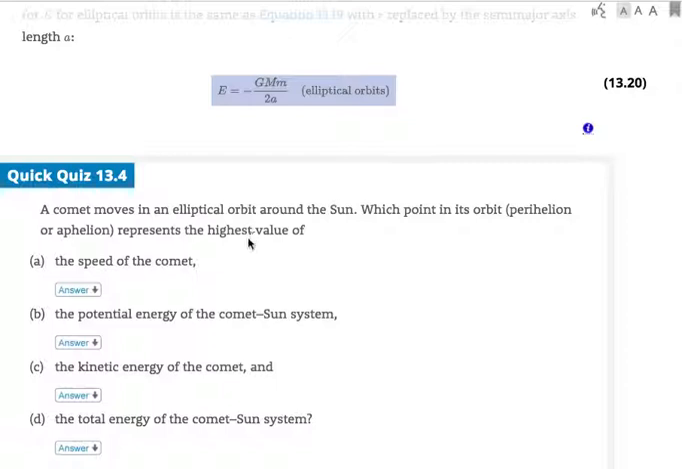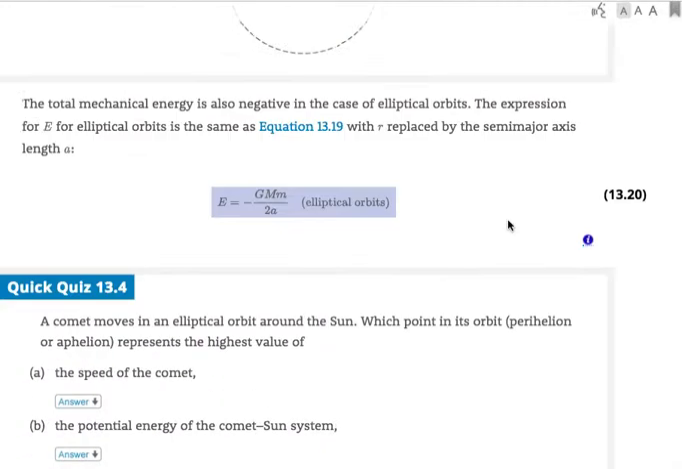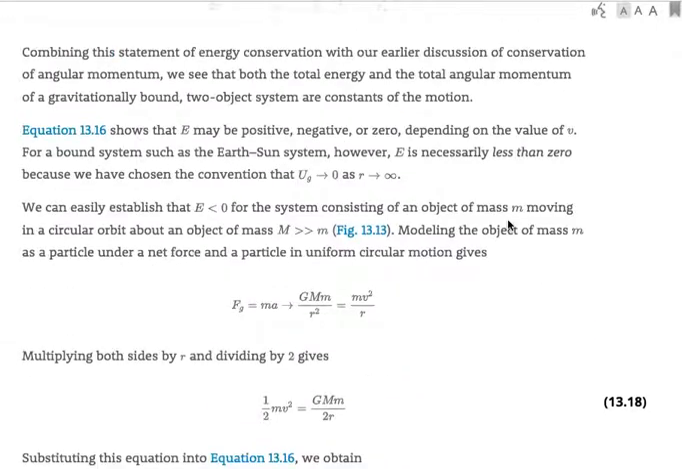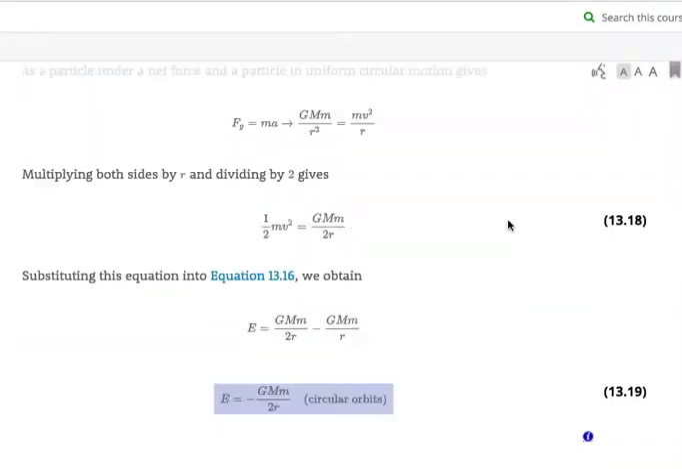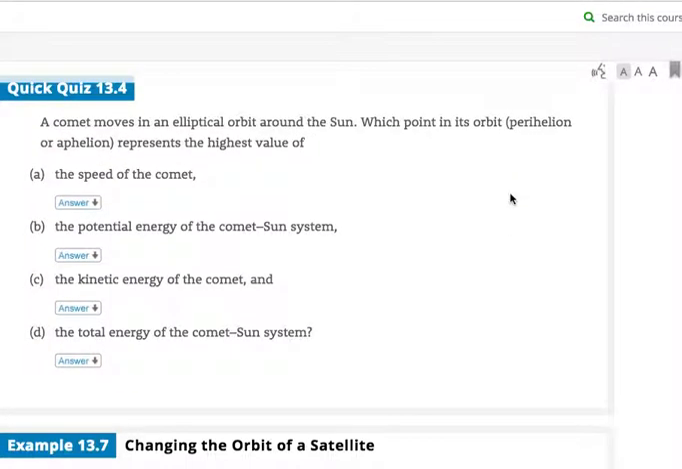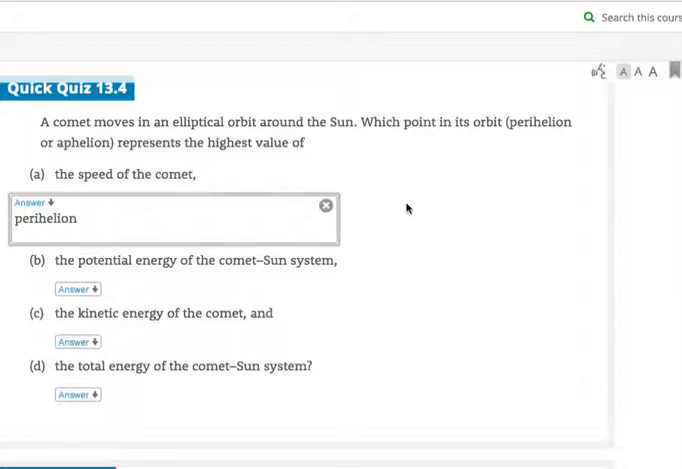A comet moves in an elliptical orbit around the sun. Which point in its orbit represents the highest value? I'd have to look at which one's which. I always get those mixed up. I think this one's when it's closest and this one's when it's farthest. The speed of the comet will be greatest when it's closest, which one's closest? Yeah, okay, so that one's right.